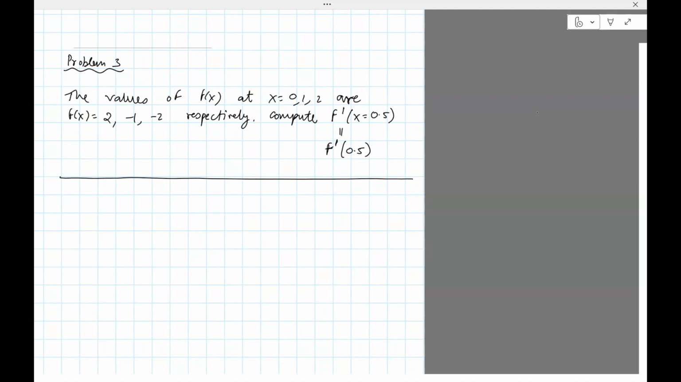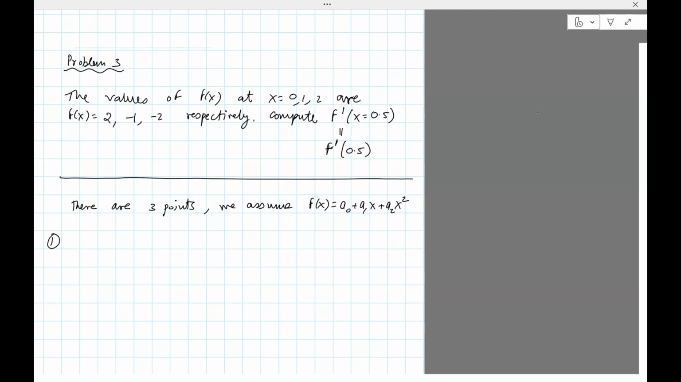Okay, the first thing we notice is that there are 3 points, 0, 1, 2, whose values are given. So we assume f of x to be a0 plus a1x plus a2x squared. So the first step is we will compute the constants a0, a1, and a2.